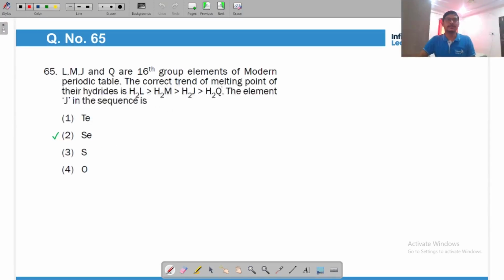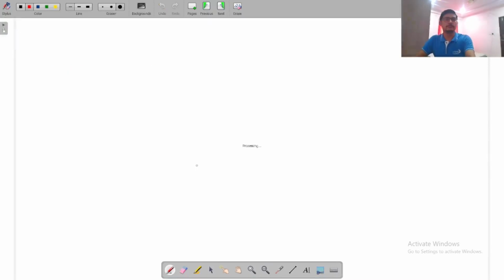These are group 16 compounds. The correct order of melting points of their hydrides. The element J in the sequence is selenium, of course, right? Because water has the highest melting point because of hydrogen bonding, and then tellurium, and then selenium, and then sulfur, like that. Okay.